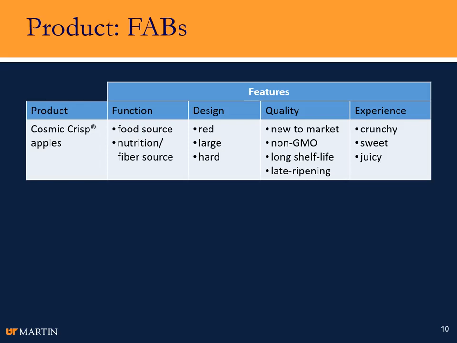The quality is that it's new to the market, so something that is maybe less tangible, but it matters because it conveys that it has some feature that's useful to the buyer. So non-GMO, maybe that's important to some people. Has a long shelf life, it's late ripening. These are all qualities of the product that aren't necessarily tied to its function or its design or the experience that you'd have. But then there's also experience, where this is what you're going to actually get out of it. It's crunchy, it's sweet, it's juicy. Everybody might have a different reaction to those experiences, but those are the experiences that the product will provide.